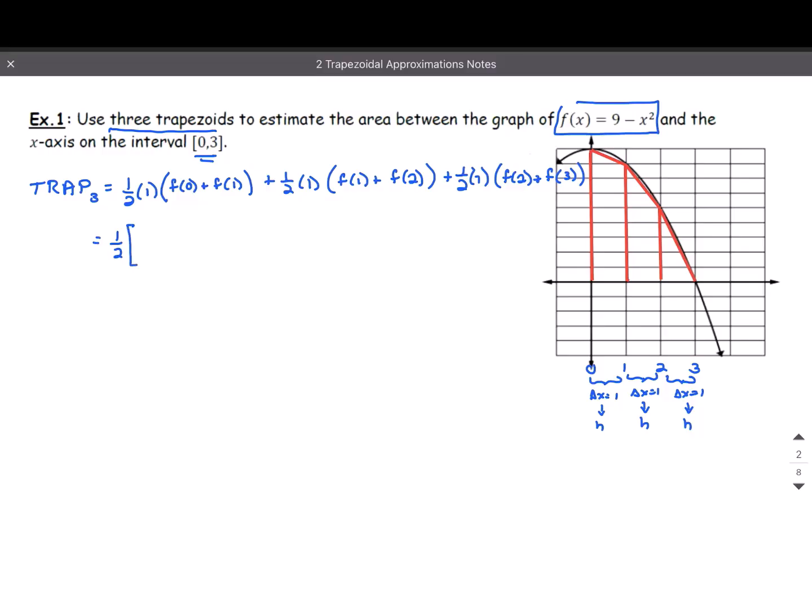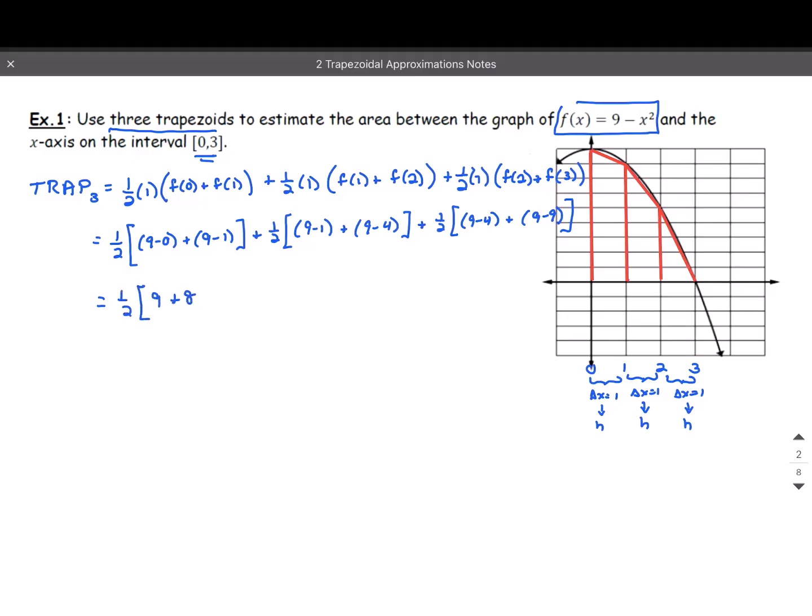Now f of 0 is 9 minus 0, plus f of 1 is 9 minus 1, plus 1/2 times f of 1 is 9 minus 1, plus f of 2 is 9 minus 4, plus 1/2 times f of 2 is 9 minus 4, plus f of 3 is 9 minus 9. So we're going to have 1/2.